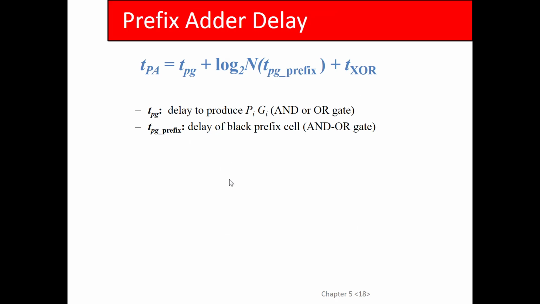This is a question of how do they scale, right? How much slower do they get as you increase n? In this case, as I increase n, the number of input bits, the delay scales up as the log base 2, right? So you've got the log base 2 n times this TPG prefix, which is the delay of those black boxes, right? So what that means is that this is a 16-bit adder.